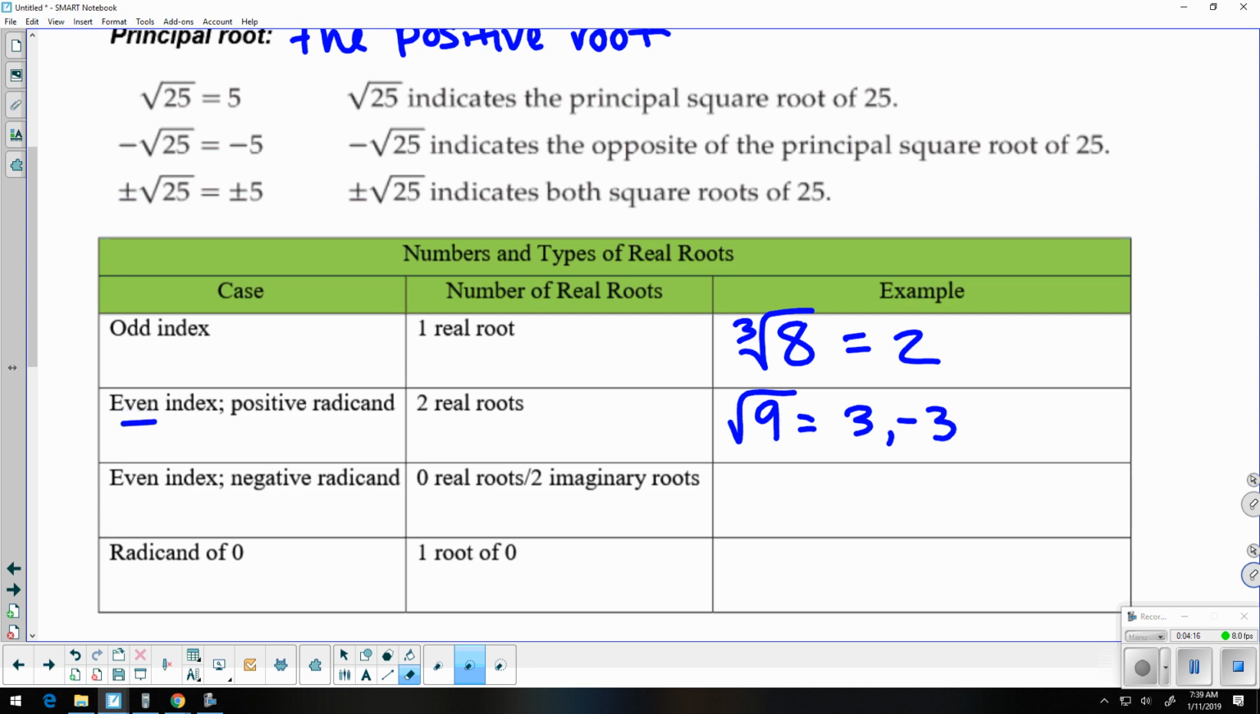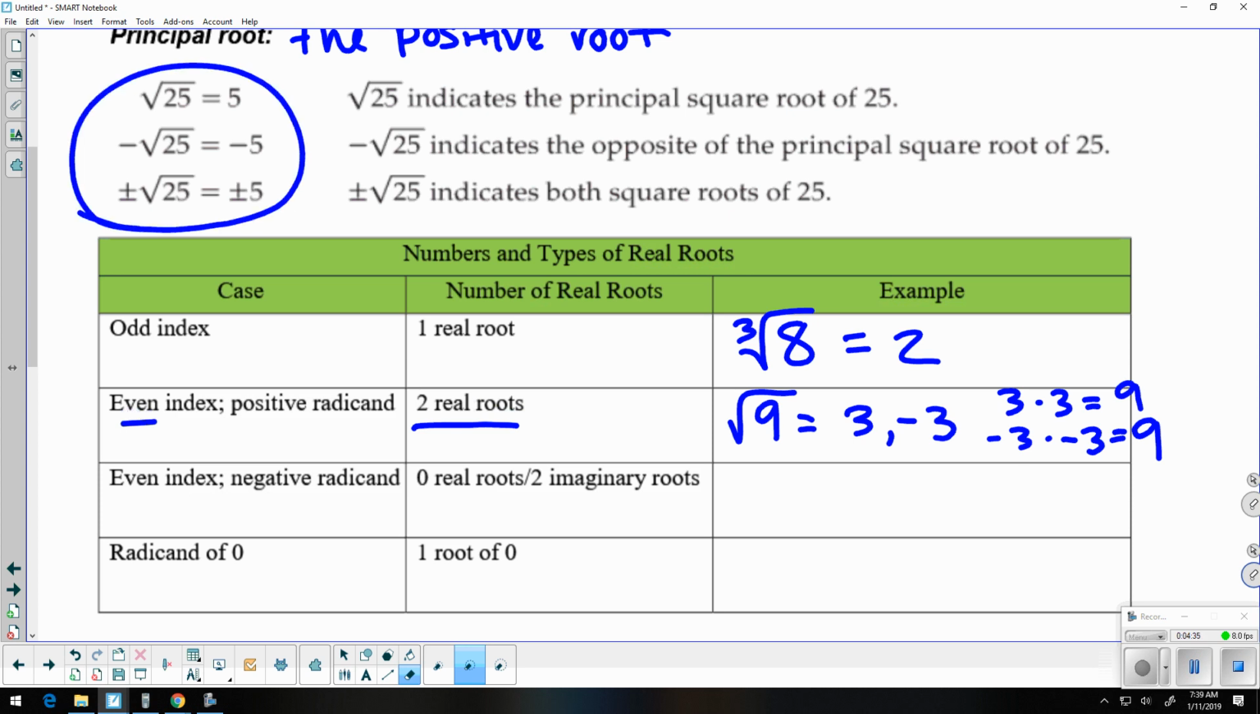But again, when you take the square root of 9, you technically do get 2 real roots because if you multiply 3 times 3, that gives me positive 9. But if I also multiply negative 3 times negative 3, I also get positive 9. So technically, like I said, you do get 2 real roots. However, you still want to pay attention to this. We just talked about previously, if I'm asking you just for the square root of 9, technically I'm really just asking you for the principal square root. So I'm really just looking for the positive number, but you do actually have 2 real roots, if that makes sense.